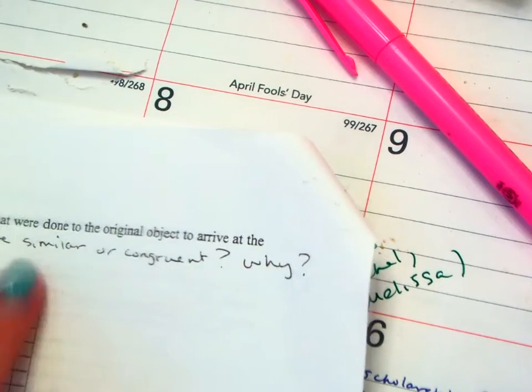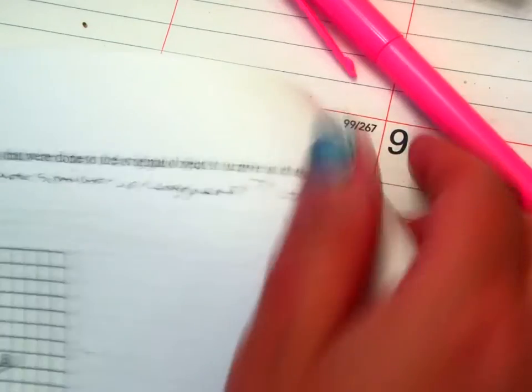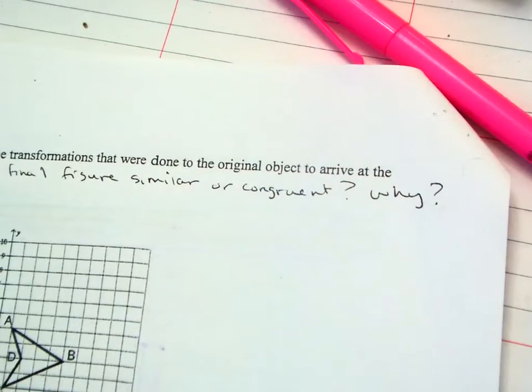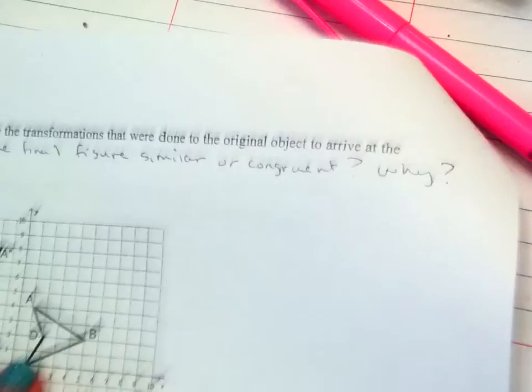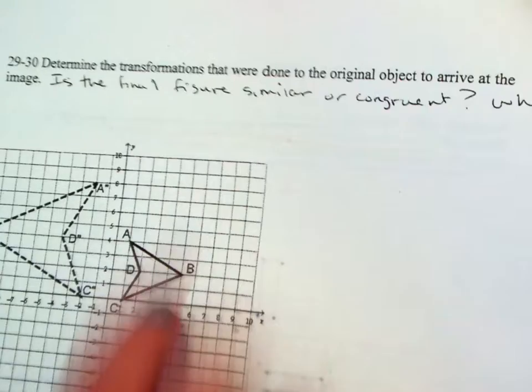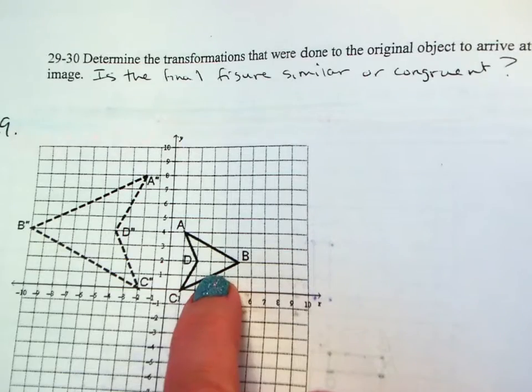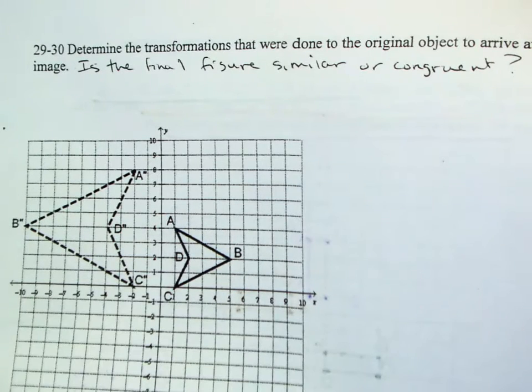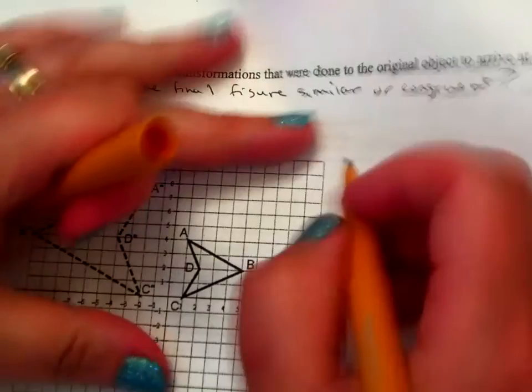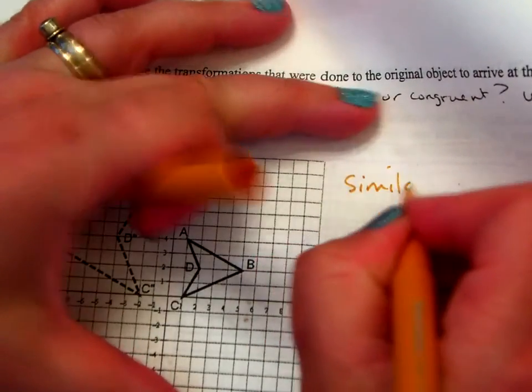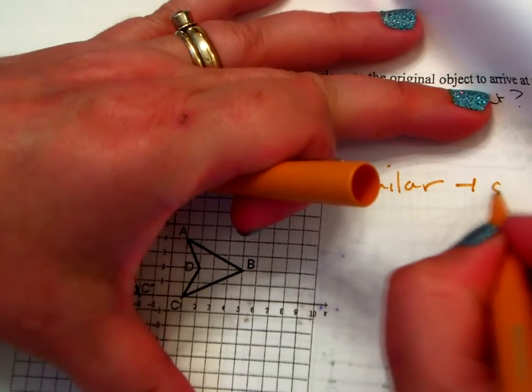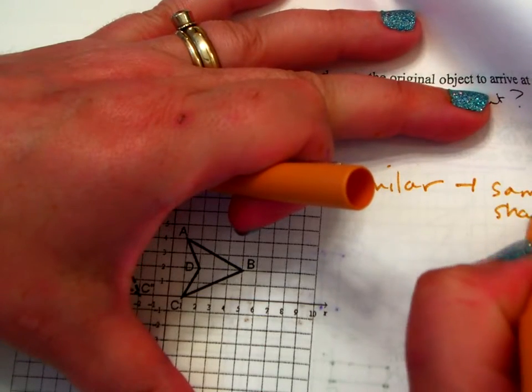All right, so here, what transformations were done to the original image? Now, it's not entirely clear what the original image is, but it should be. But the first image is this one, because it doesn't have the primes in it. So it looks like two things have been done to it. First, now notice that these are similar figures only because they're not the same size. Same shape, but not same size. So I'm going to answer that first.